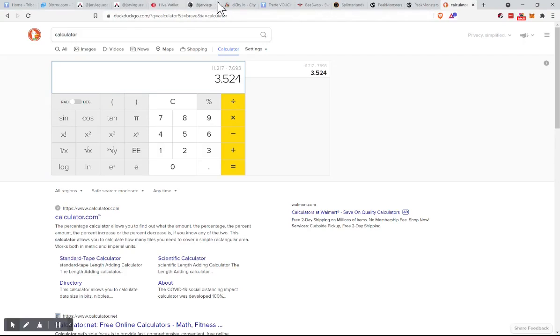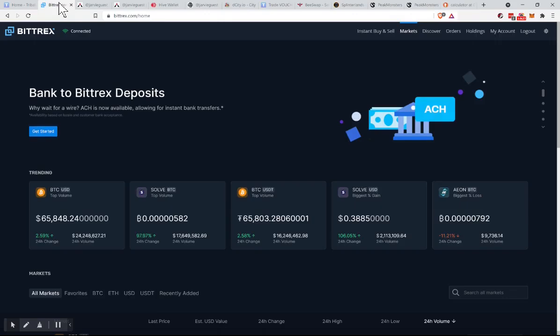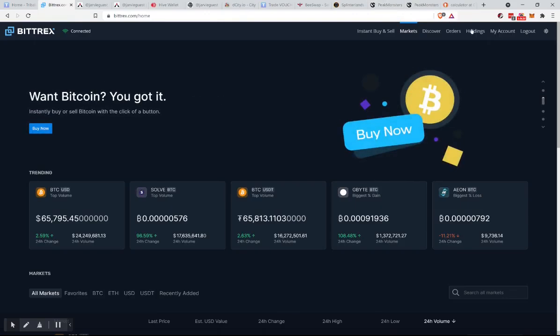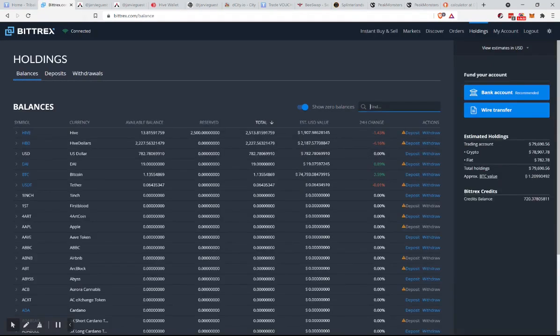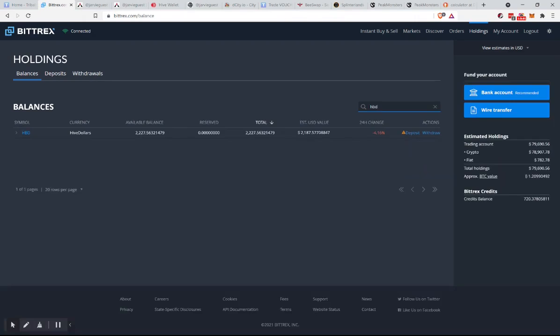All right, well, let's do the other one. I've already logged into Bittrex. Okay. What we're going to do is go to holdings. We're going to go to HBD. Oh, no, we want Hive, right? Hive. And we're going to do a deposit.